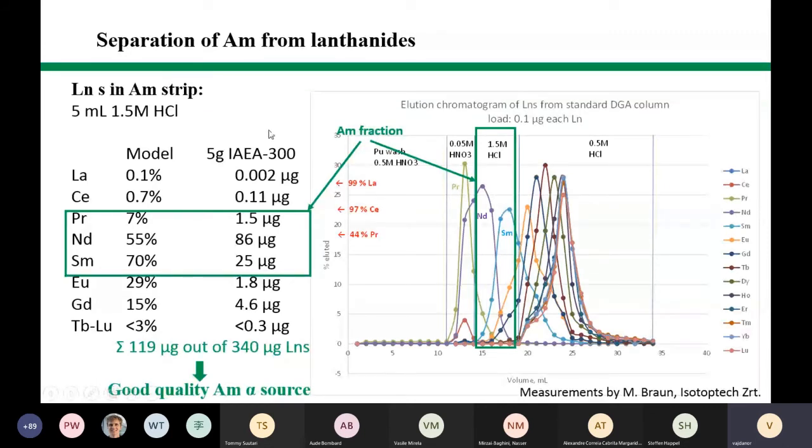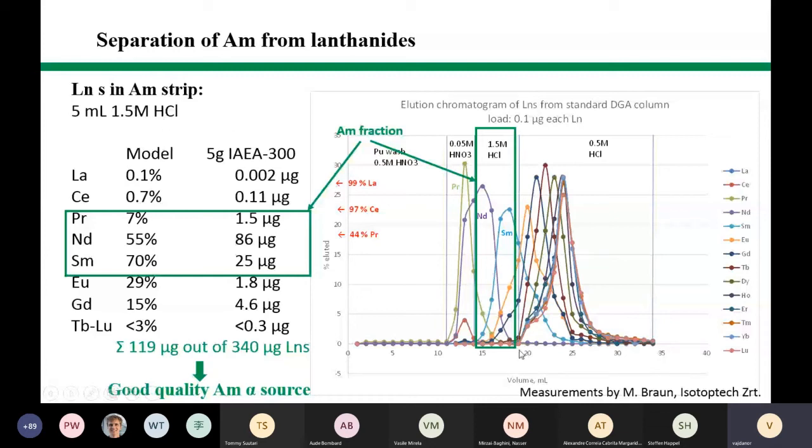So here you see the chromatogram that we got with the lanthanides and with americium on the same small DGA column, and before the stripping of the lanthanides and the americium, uranium, thorium and plutonium have already been removed from the column. We modified the original strip solution for americium. It's a slight modification, and then we used 5 milliliters of 0.5 molar HCl.